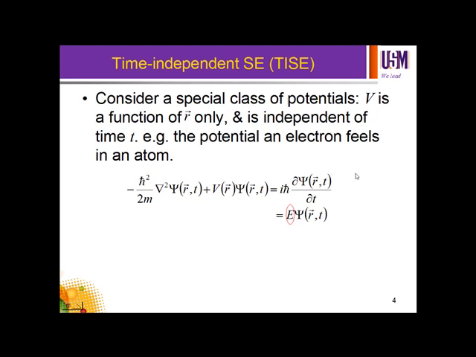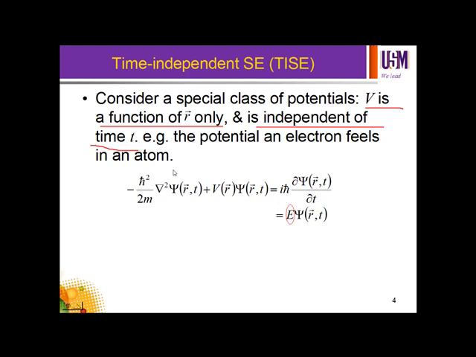Consider a special class of potential where V is a function of R only. That means of radius. We can consider this as a spherical potential, such as in an atom where the potential is due to a positively charged nucleus and the field is going out or going in, in 3D, three dimensions. V is a function of R only and is independent of time t. Example, the potential an electron feels in an atom.